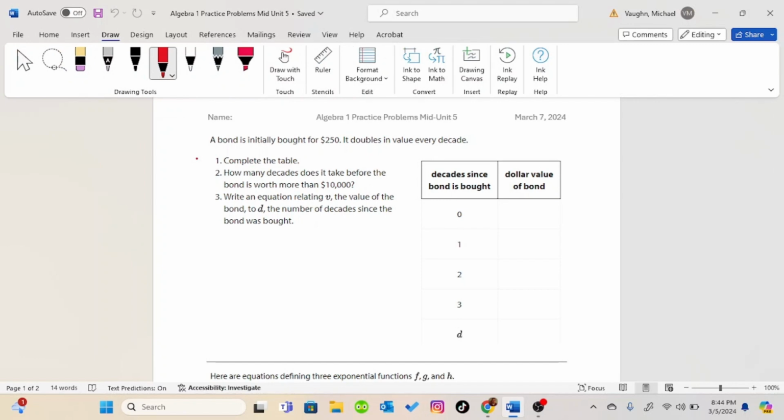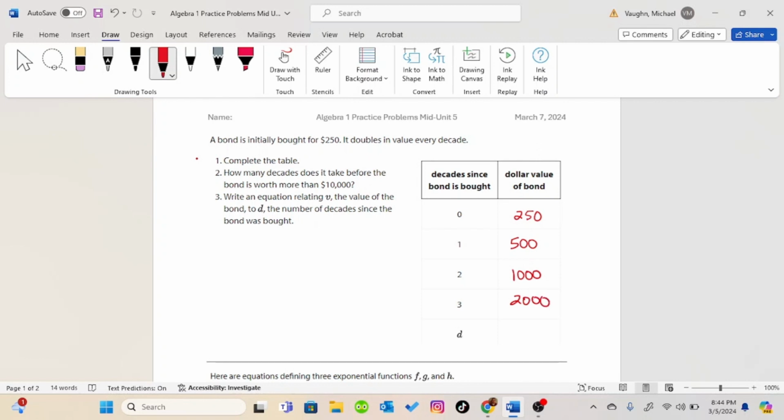So at 0 decades, this is the time that the bond was bought, and they told us it's worth $250. Then we know that it doubles every decade. So 250 times 2 becomes 500. 500 times 2 becomes 1,000. 1,000 times 2 becomes 2,000.